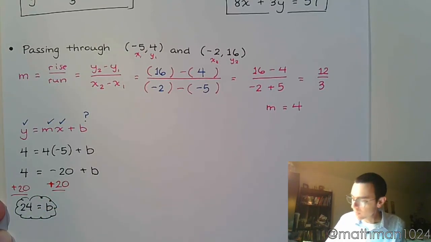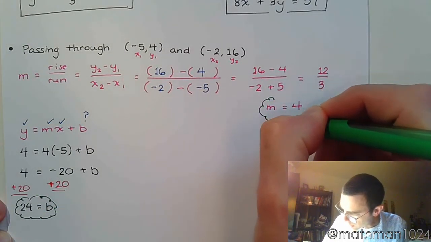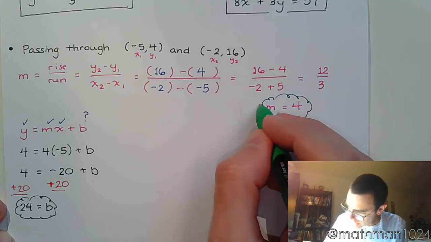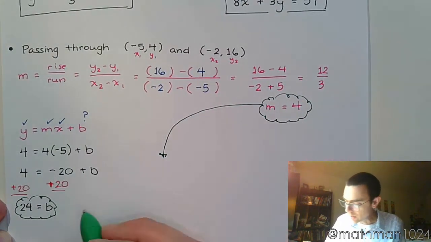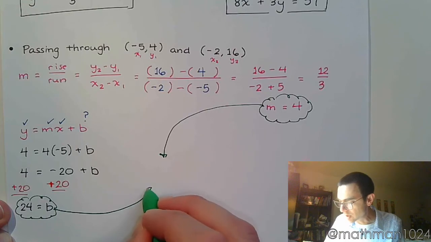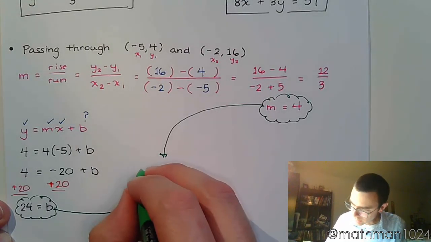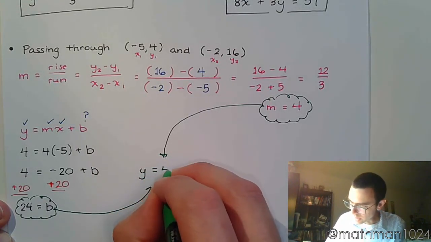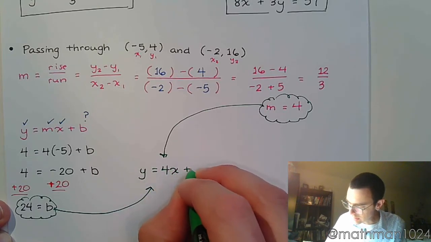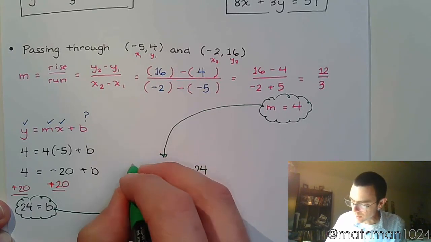So there's my b. And here is the slope that I found way over here. And now it's just a matter of combining these two guys to write our equation. So y is equal to 4x plus 24.